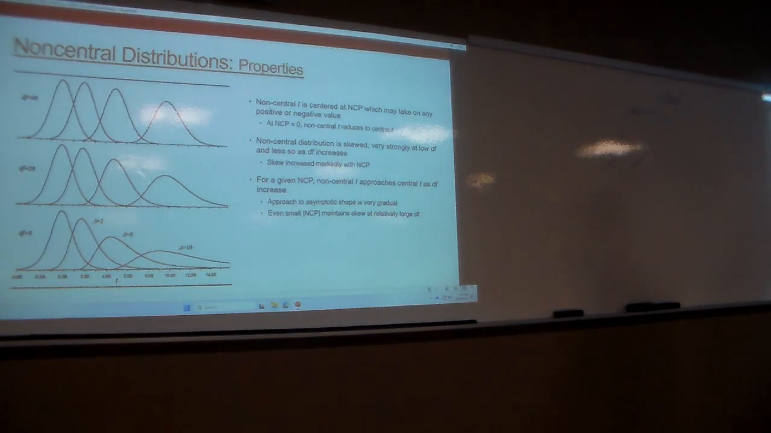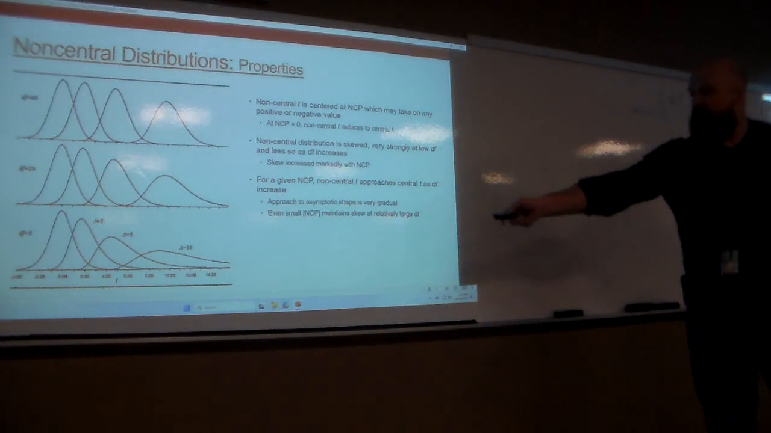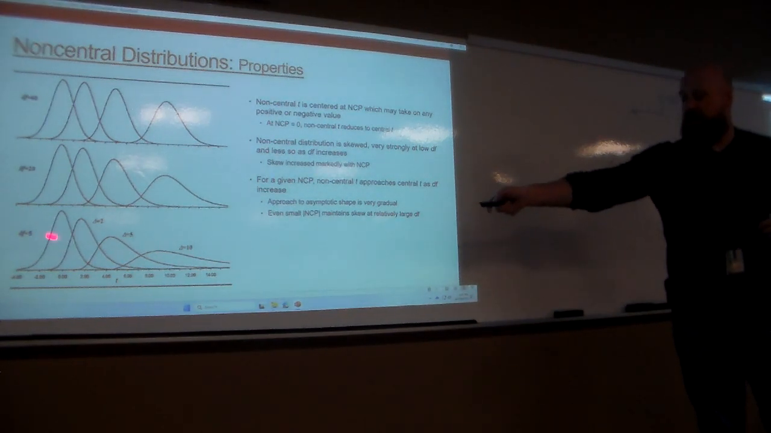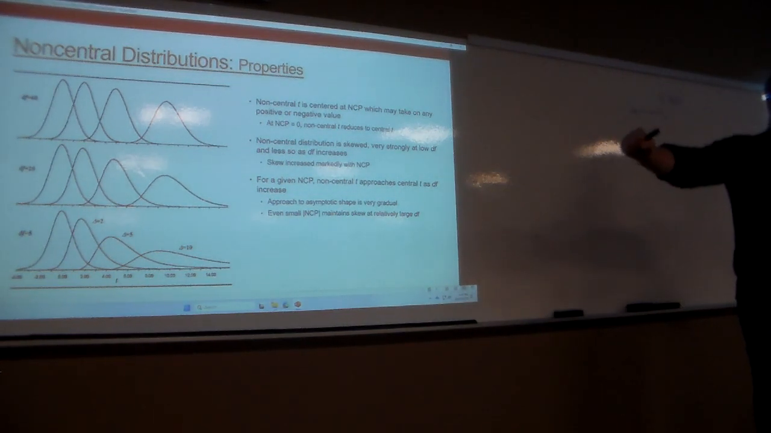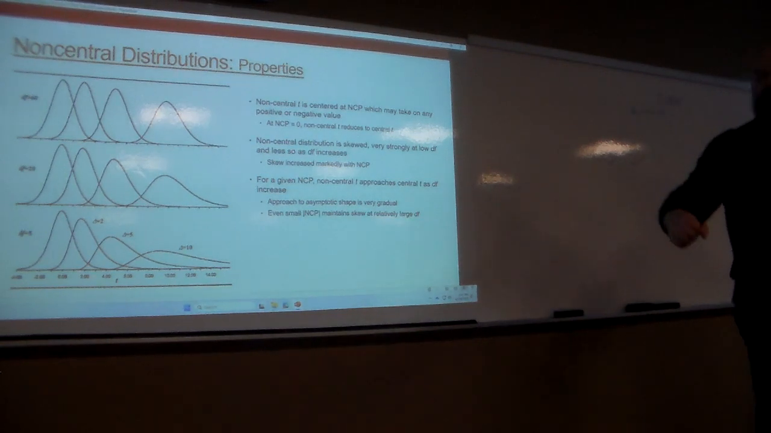My non-central t distribution is skewed very strongly at low degrees of freedom, and less so as degrees of freedom increase. So as the number of people in my sample increases, my non-central t gets a little bit more normal, but there's still some marked skew as my effect size increases. As you can see here, as my non-centrality parameter gets larger and larger, it stretches that distribution out and makes it look really weird.